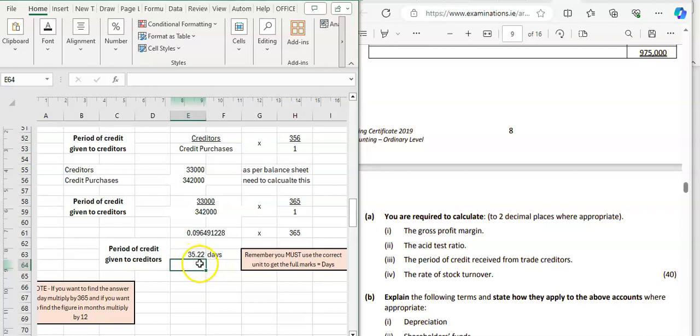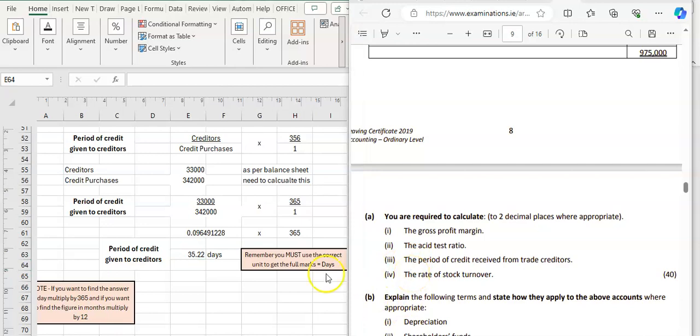So 35.22 days is how long it takes me to pay back my creditors or people who I owe money to. So that's the third adjustment for Kennedy 2019 Ordinary Level question 5.